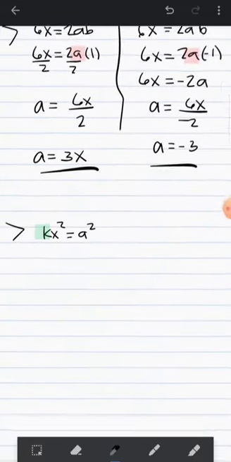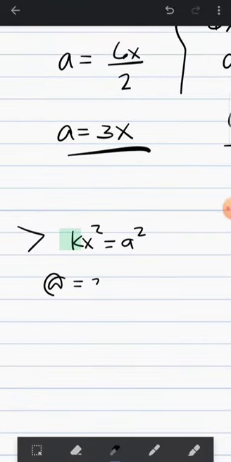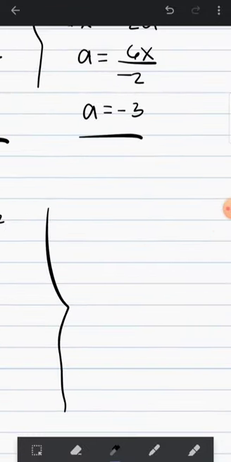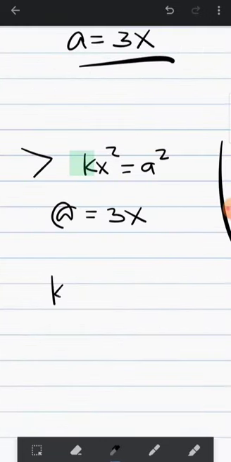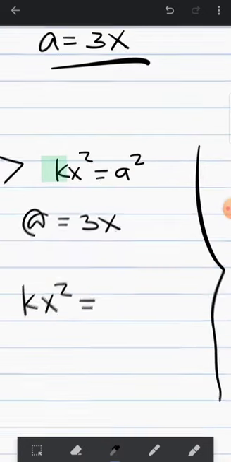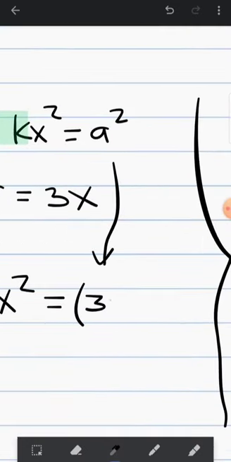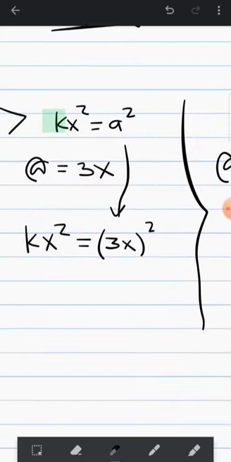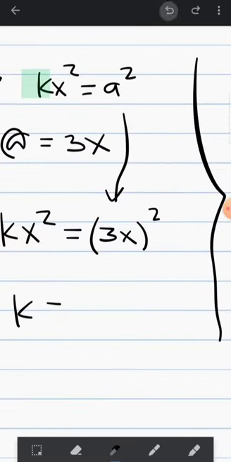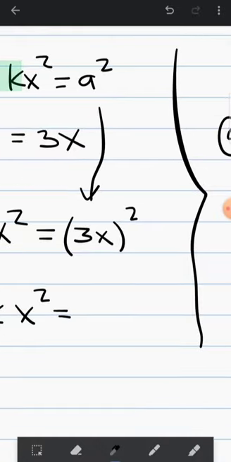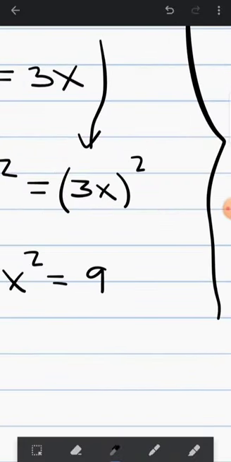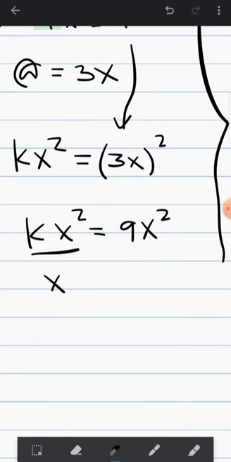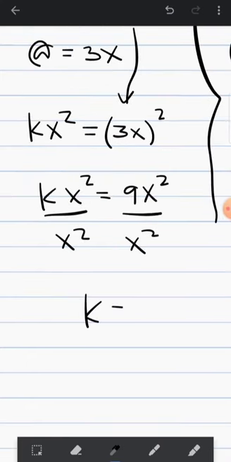So let's first start with a equals 3x. And then for the other one, a equals negative 3x. Here, it has x. And so with that, kx squared is equal to this a squared. So that's 3x squared. So now what? kx squared is equal to 3x times 3x, or 3x in quantity squared, is 9x squared. And dividing both sides by x squared, finally, we've got 9.